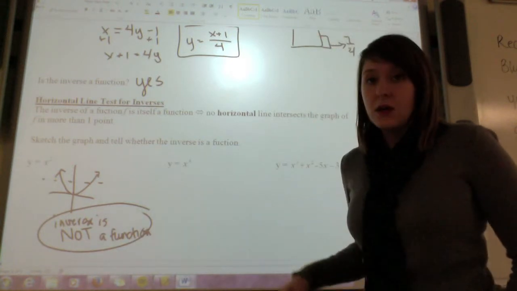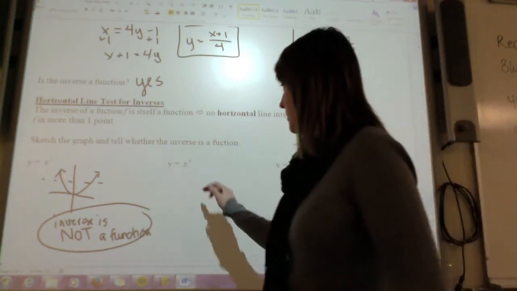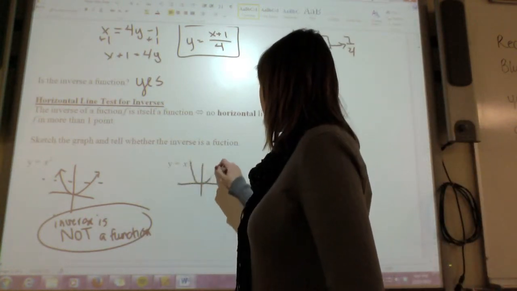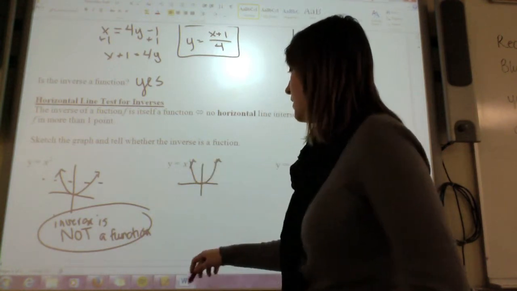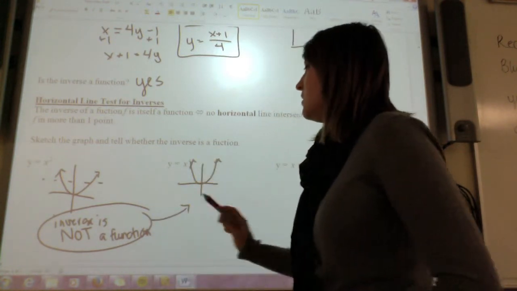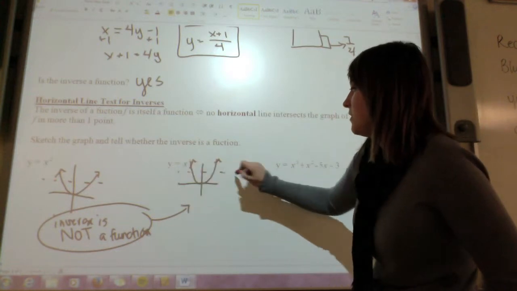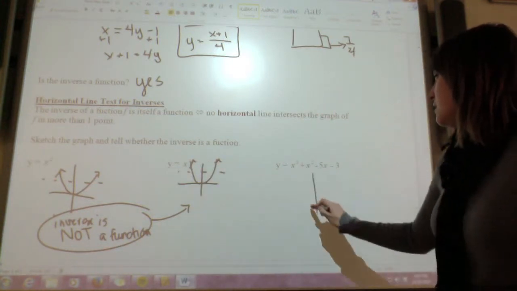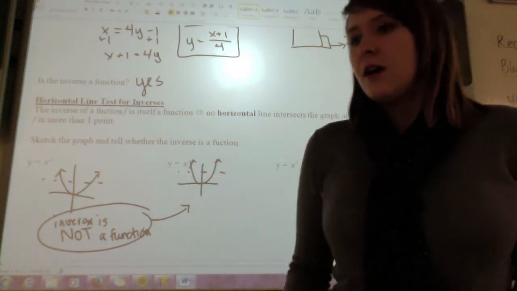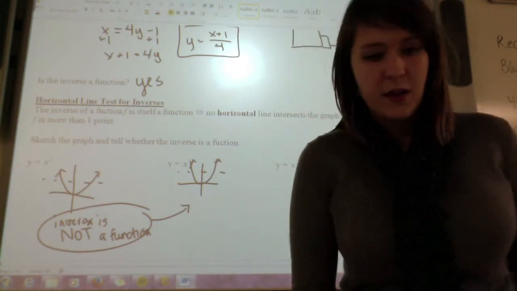Okay? You can do the same thing with these other two problems. So if I have y equals x to the fourth, again, that graph is going to look something like this. And again, it is not going to be a function because it fails that horizontal line test. This graph right here, I would just graph this on my graphing calculator.